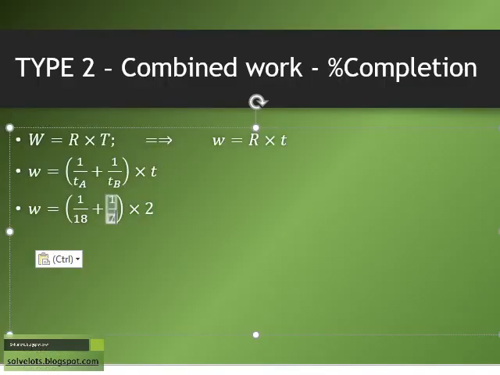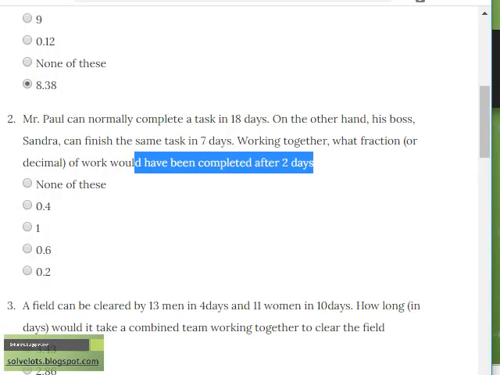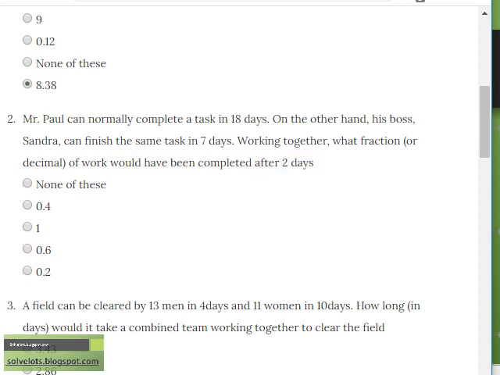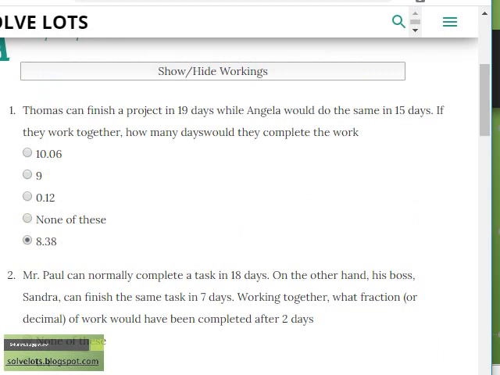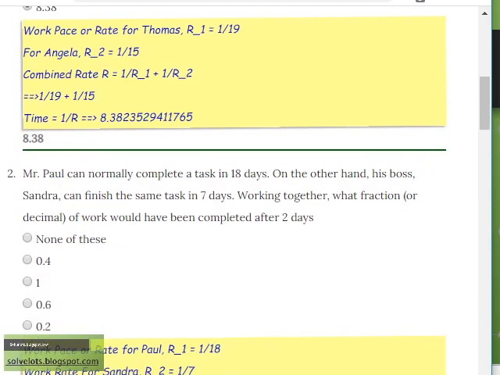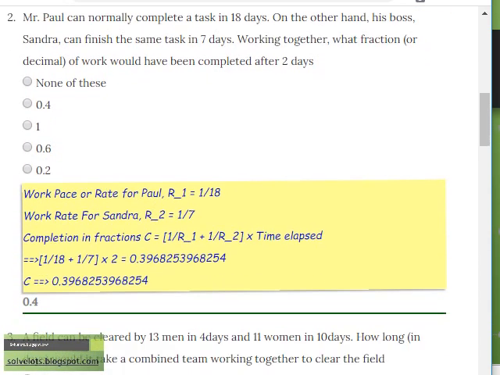Just take it this way. So solve these, and what do you have? You get 0.396 is the answer. Is that the question we're answering? Yeah, 0.396. That's approximately 0.4. So we can check our answer here. Yeah, and that's it.